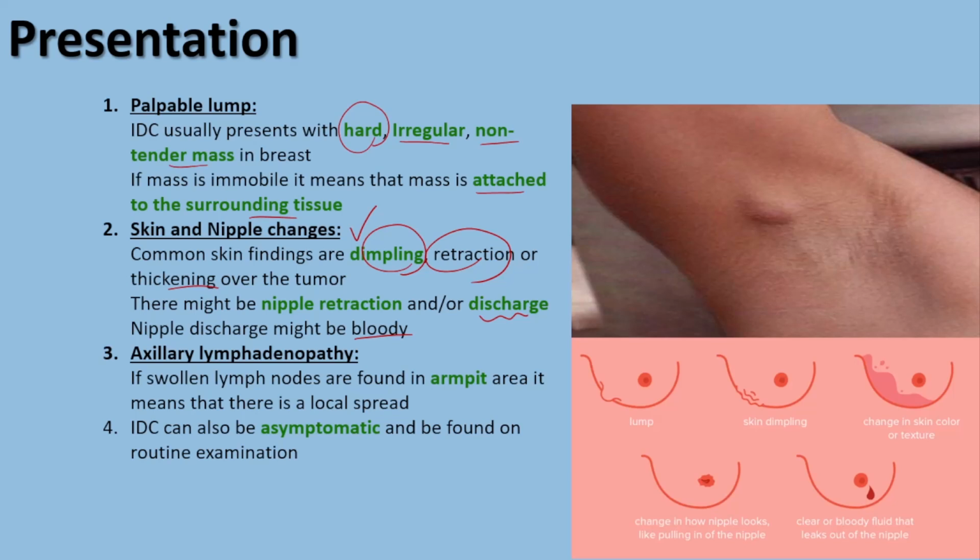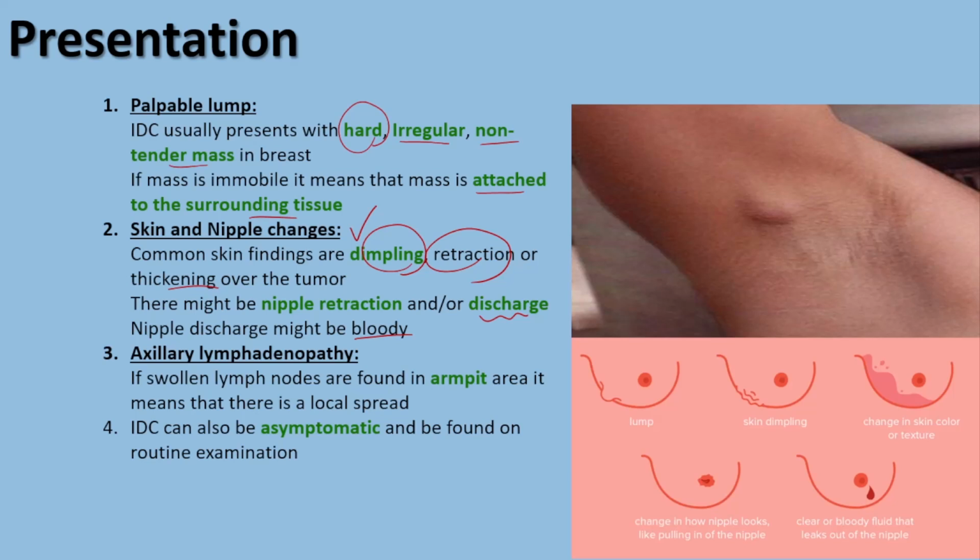Another presentation of invasive ductal carcinoma is axillary lymphadenopathy, the lymph nodes in the axilla which are draining the lymph from the breast. Most of the lymph from the breast is going to drain in the axillary lymph node.